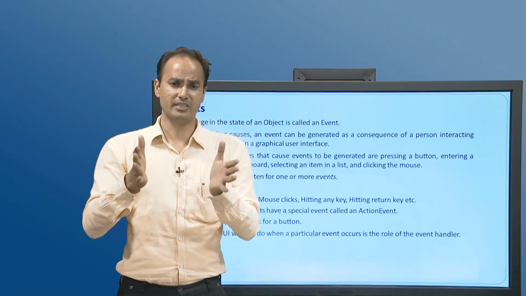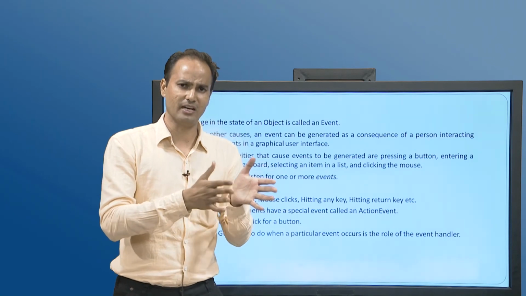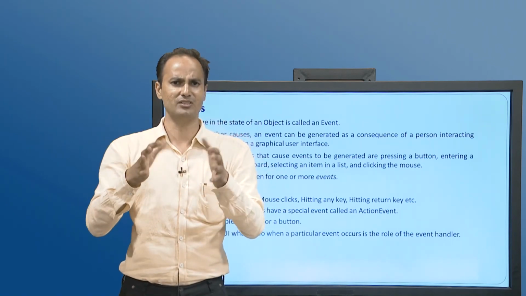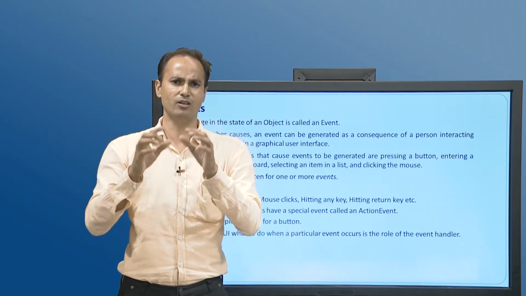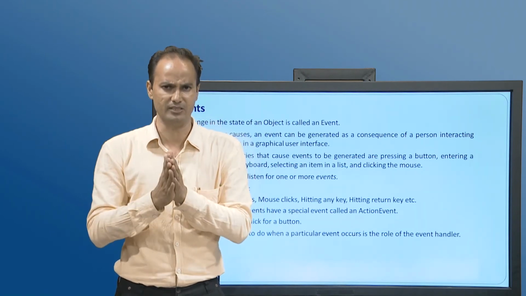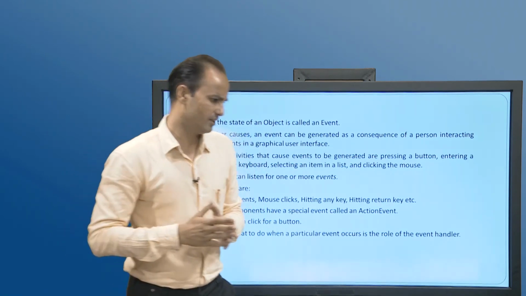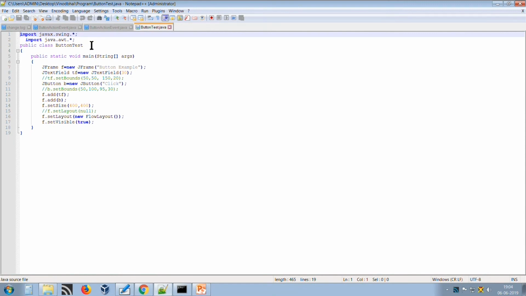Now, with examples we will try to understand how we create a GUI based application using the Swing components, and also how we handle the event. So, let us have a look at the first simple program in which we are just creating a button. Let us see what happens.